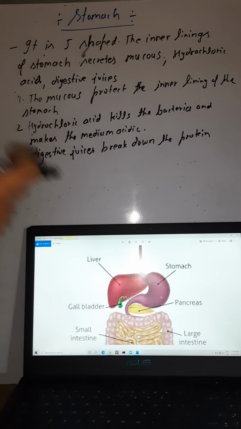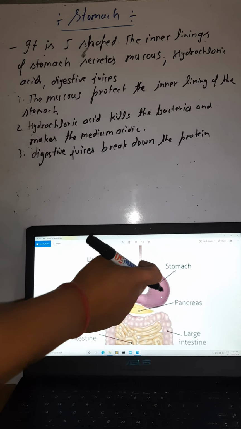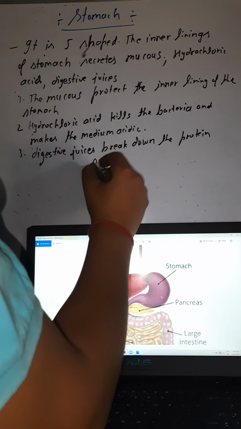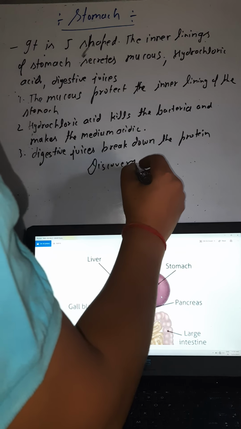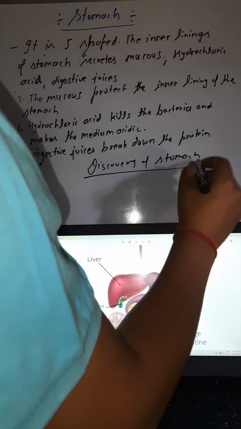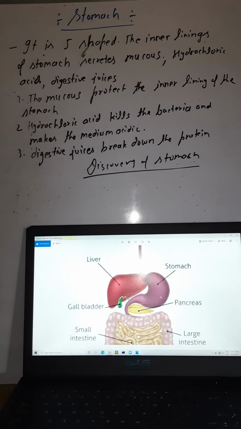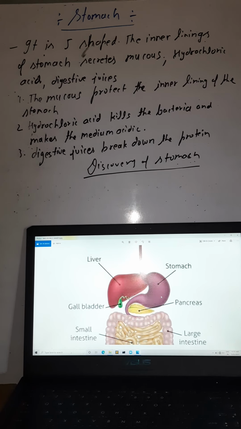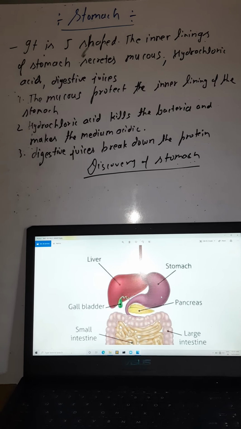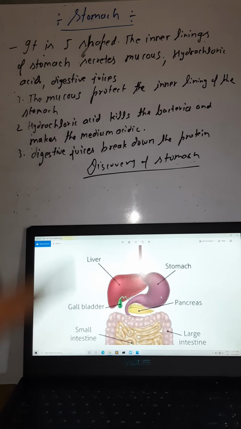Now see, there is an interesting story about the discovery of the stomach. How was the stomach discovered? There was a man named Alexis Saint Martin. What was the name of the person? Alexis Saint Martin.